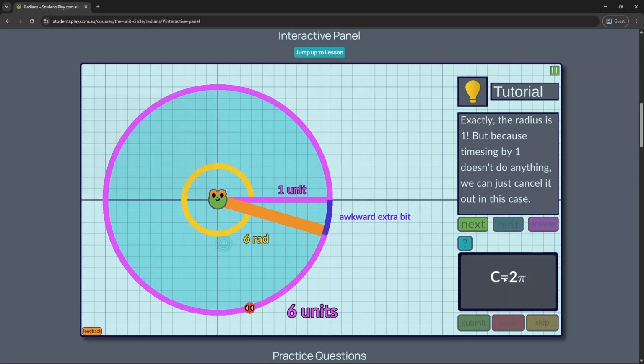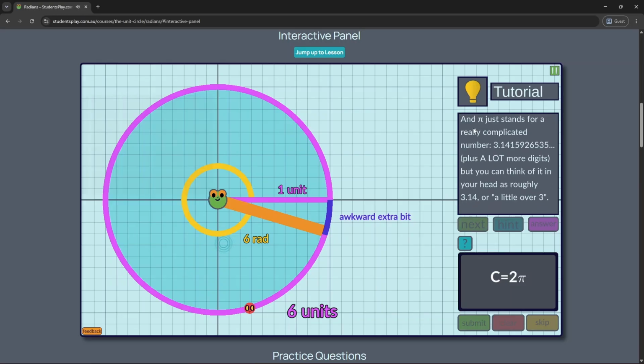Okay, so really this circumference here is pi. Pi just stands for a really complicated number, 3.1415926535 plus a lot more digits. But you can think of it in your head as roughly 3.14, or a little bit over 3. It's just above 3. But if we want to be accurate in our calculations, we can leave it as pi. Then when we put it into a calculator, we won't get any rounding errors.